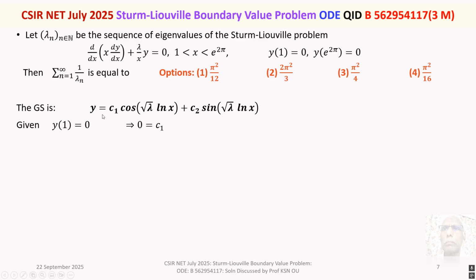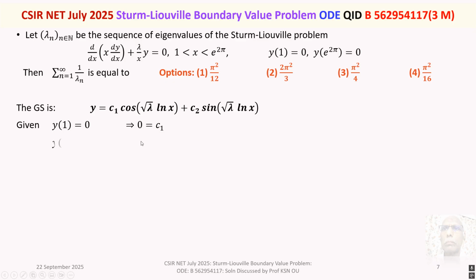If you put y is equal to 0, 0 is equal to C1 cos of root lambda into ln of 1 is 0. Cos 0 is 1. So 0 is equal to C1 plus C2 into sine of ln 1 is 0. Sine 0 is 0. So C1 is 0. So in the above equation, C1 is 0. Therefore, y is equal to C2 into sine of root lambda ln x.